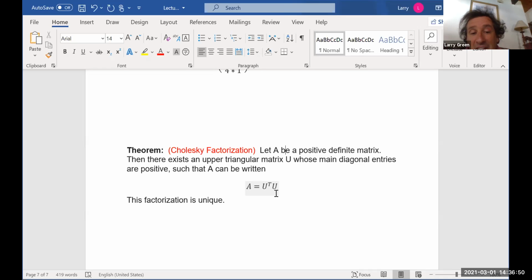Whereas diagonalization is not true that way. There's lots of choices for diagonalization, because remember, you can choose any order of eigenvalues, for example. And eigenvectors, you have lots of choices for each eigenvalue. You can multiply by any non-zero constant. But when it comes to Cholesky factorization, there's only one answer. Any questions on this big theorem about Cholesky factorization?